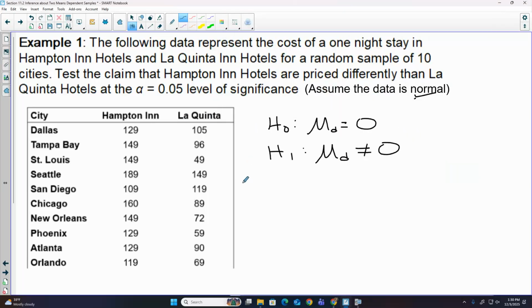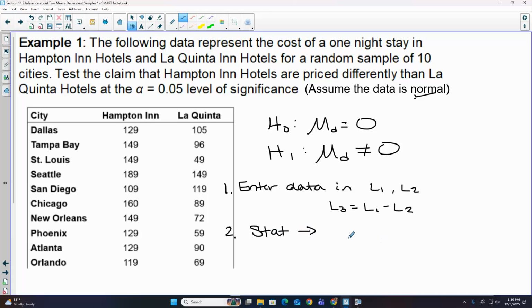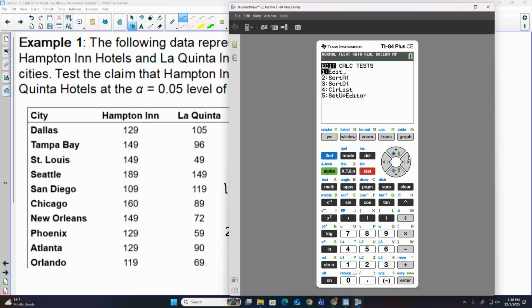So if you want to make some notes on what we did: we entered the data in L1 and L2, and L3 is L1 minus L2. So that's our first step. The second step is, anytime we're doing a test for the mean, like what we did on the last assignment, Stat, Test, number 2, the t-test. All right, do we want data or stats? Data, because we just entered everything there, so highlight Data.